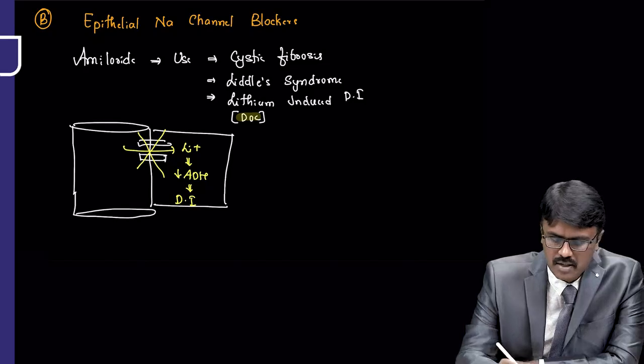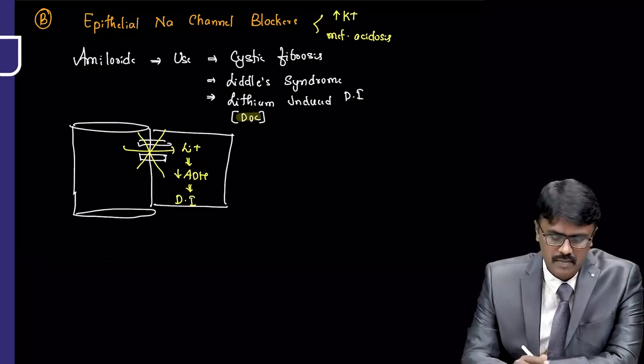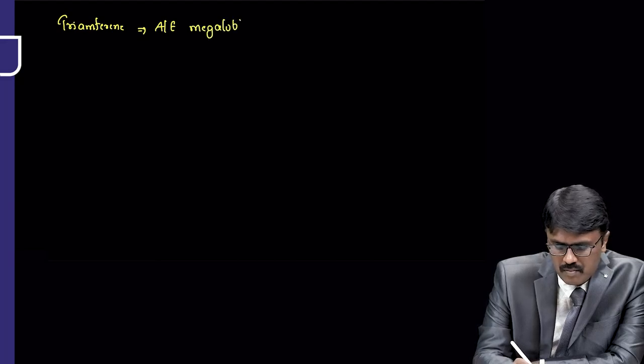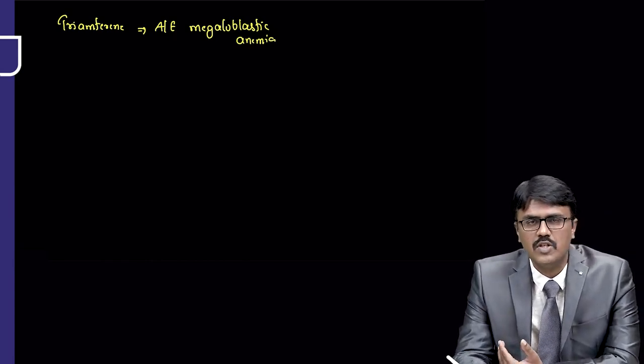Sir, will the epithelial sodium channel blocker cause hyperkalemia? Yes. Will they cause metabolic acidosis? Yes, they will also produce this problem. Now, another ENaC inhibitor is called triamterene, and one of the adverse effects of the drug is it can cause megaloblastic anemia. It can cause an anemia called megaloblastic anemia.